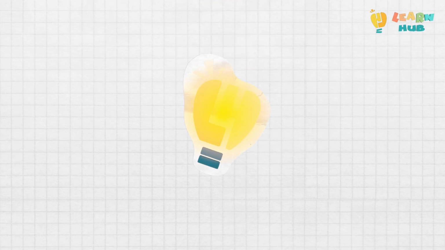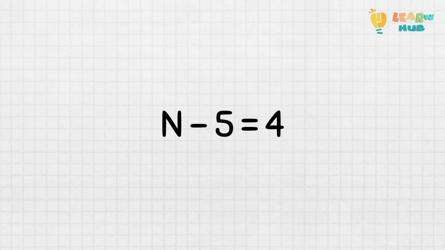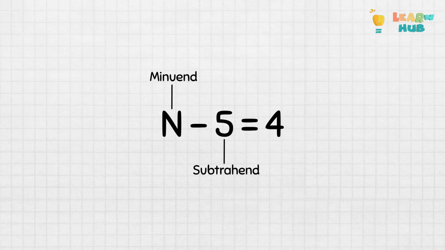Now let us try another with subtraction. Let n minus 5 equals 4. For this problem, the representation will be quite different. The process of subtraction involves taking away or removing a part of a set. In the subtraction sentence, n is our minuend and 5 is our subtrahend, meaning we will take 5 away from n. But we do not know what the value of n is.